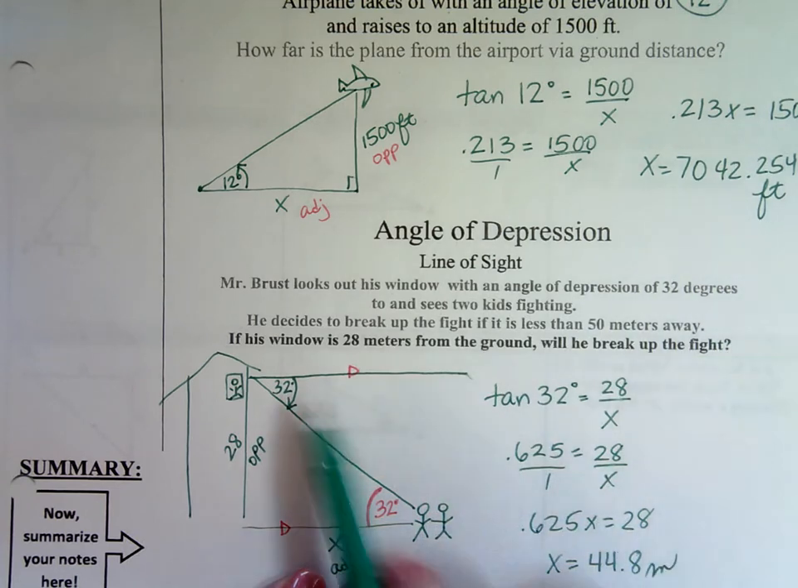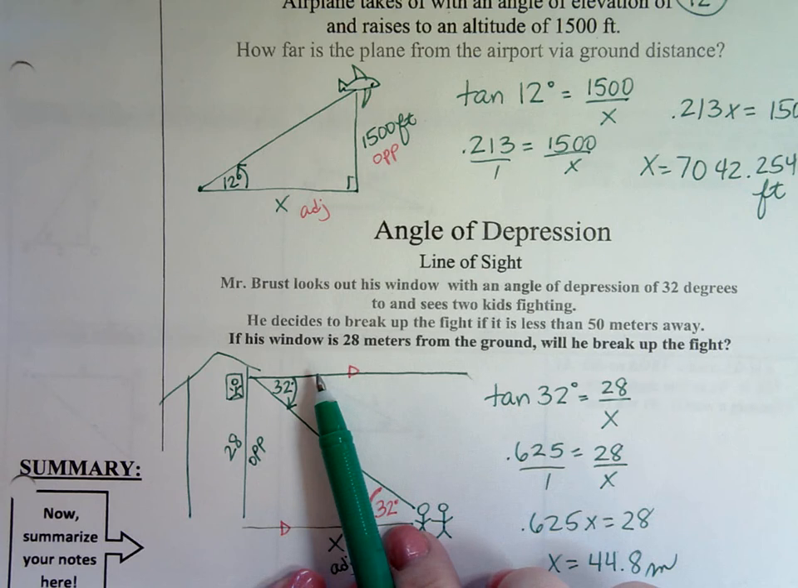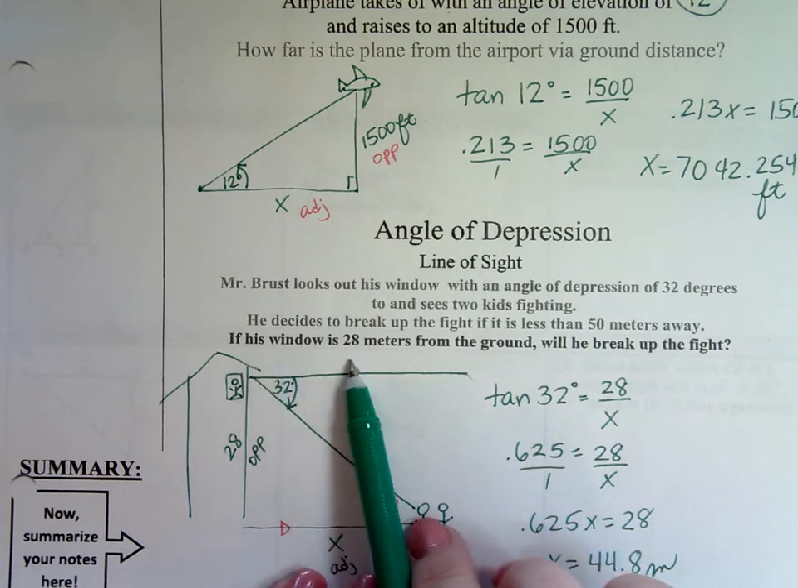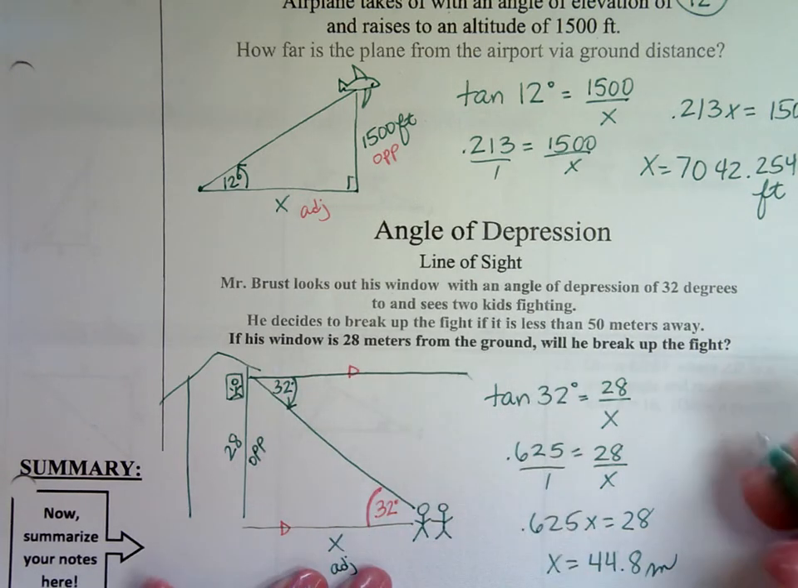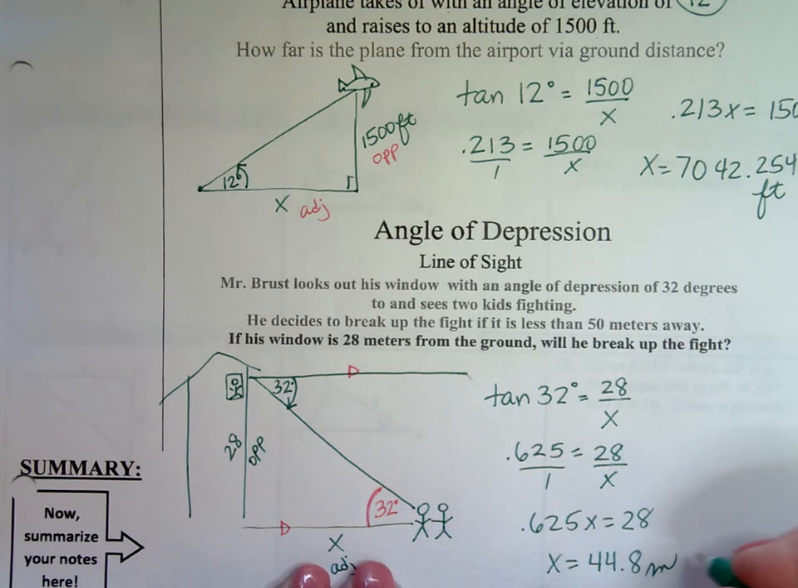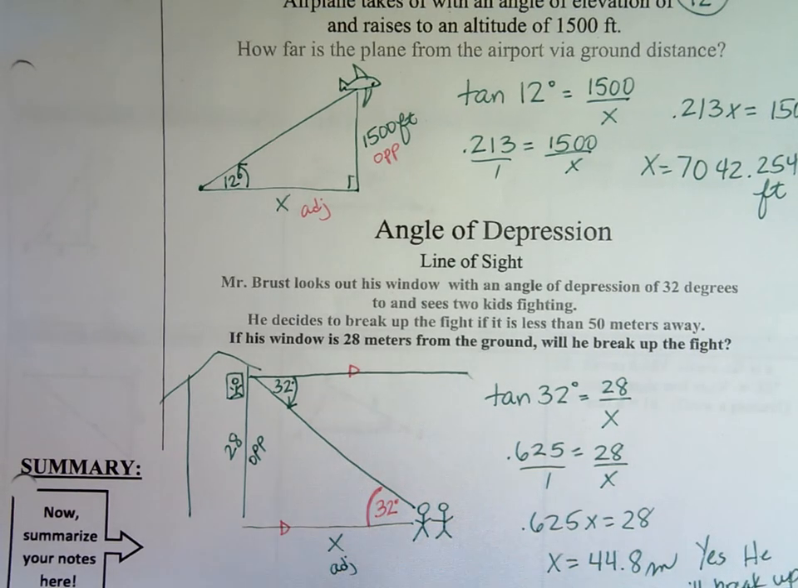They do this on the SATs all the time. So if his window is 28 meters from the ground, will he break up the fight? And the answer is yes. He will break up the fight, because it's less than the 50 meters that you had.